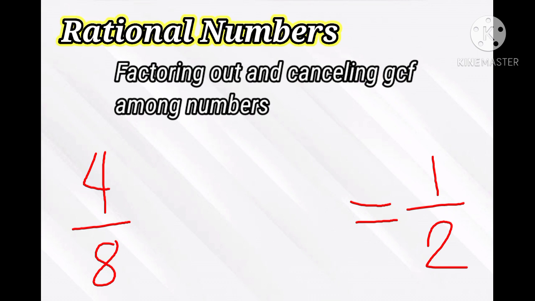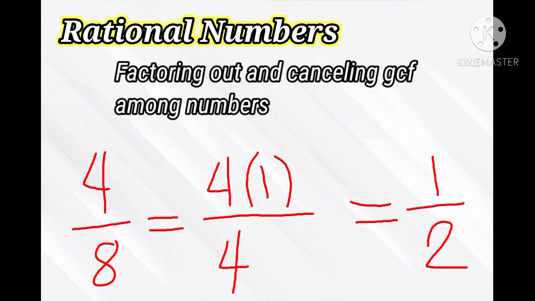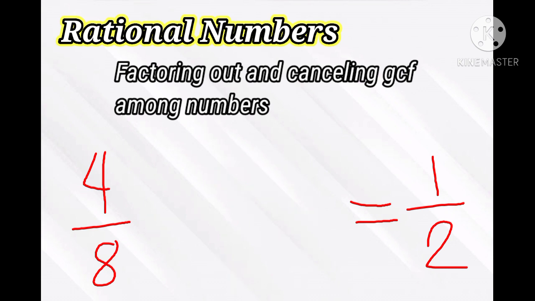And for the solutions, the GCF of 4 and 8 is 4. We will write 4 in the numerator and the denominator. The other factor for the numerator is 1 because 4 times 1 is 4. For the denominator, the other factor is 2 because 4 times 2 is 8. And now, we will cancel the GCF which is 4. At ang naiwan ay 1/2. This is the process of simplifying rational numbers.